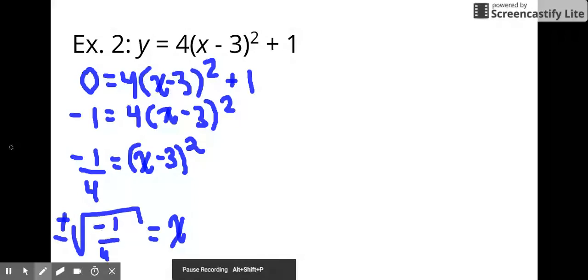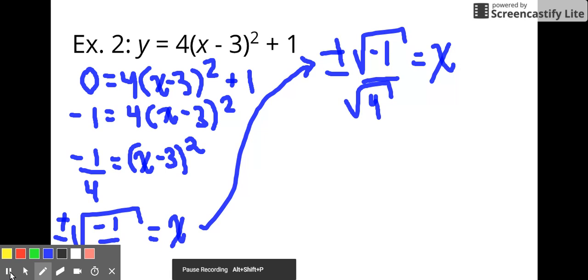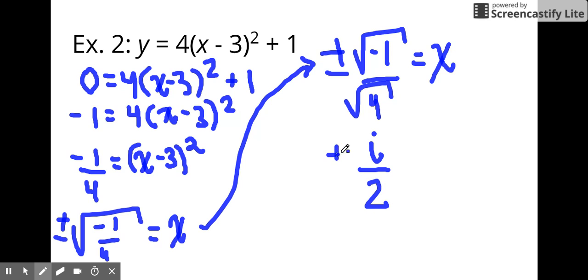When we do this, we know that we're going to have an imaginary solution because we have a negative underneath the radical. But what's kind of cool is that both of the numbers underneath are perfect squares. So we actually want to break up the square root to help us simplify and make our answer as simple as possible. When we do that, we get plus or minus square root of negative 1 divided by the square root of 4. We know that the square root of negative 1 is i, and the square root of 4 is 2.